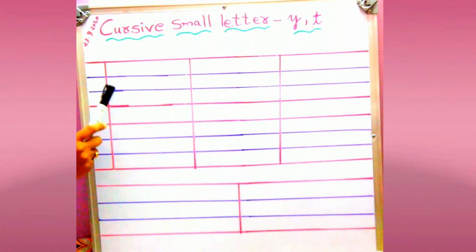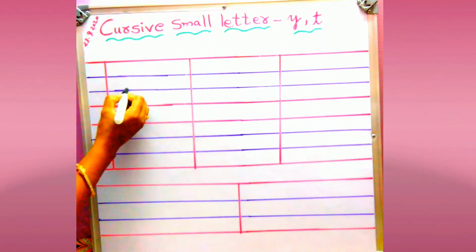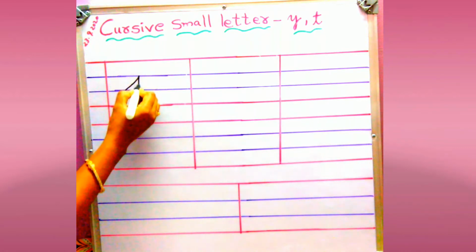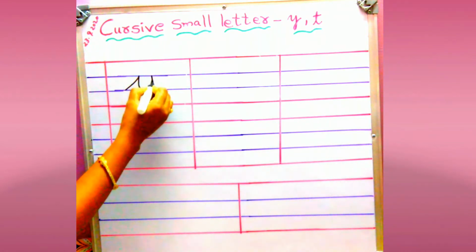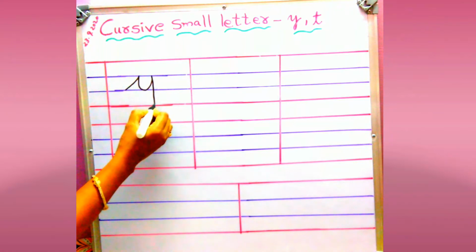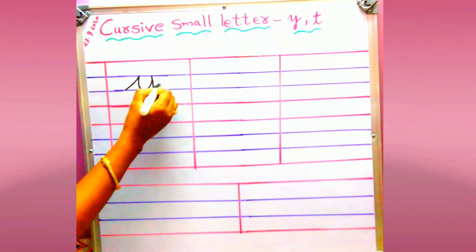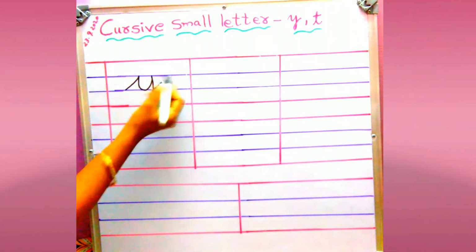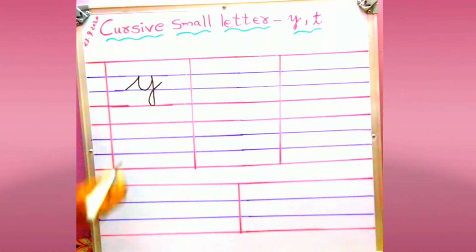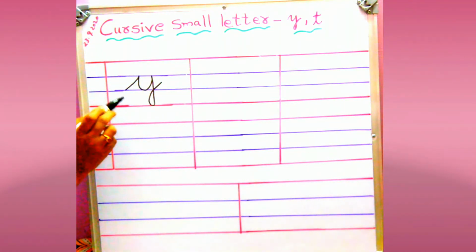Children, now we will learn how to write cursive small letter Y. Okay children, we have to start the Y letter from the second blue line. This is the top red line, first blue line, second blue line, and this is the bottom line. So we have to start writing from the second blue line. From the second blue line to first blue line, slanting line and a U curve and a standing line, touch the red line and a loop up to here. You should not touch the first blue line. Okay children, this makes the letter Y.